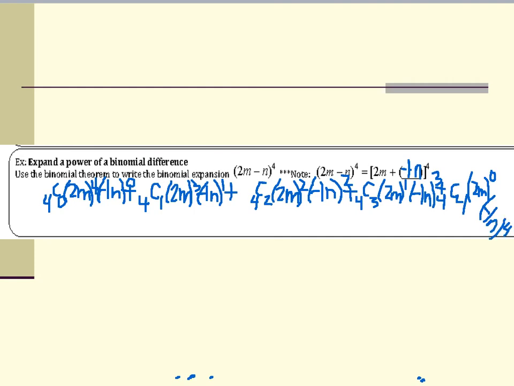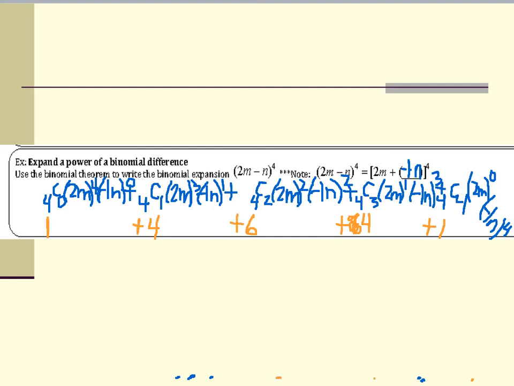Okay, so now we need to just simplify this. Lots of simplifying to do here. So let's look at our coefficients first. 4 choose 0 is 1. 4 choose 1 is 4. 4 choose 2 is 6. 4 choose 3 is not 6, it's 4. And then 4 choose 4 is 1. So there's my coefficients. I'll put my plus sign in front of all of them because that's where my new terms start.